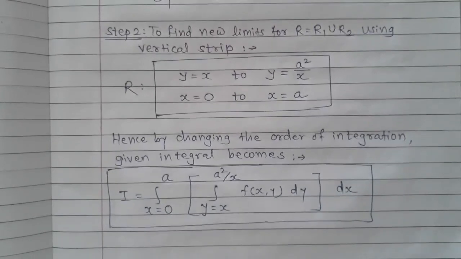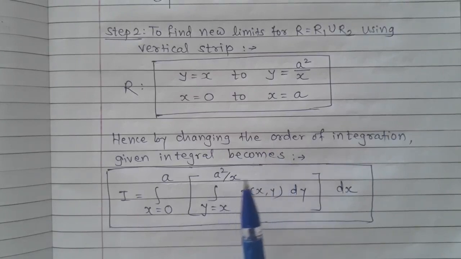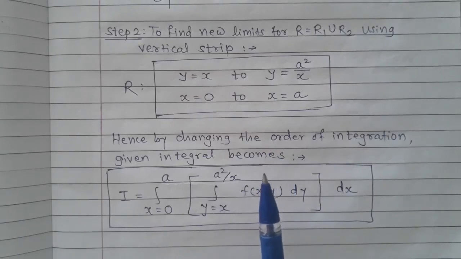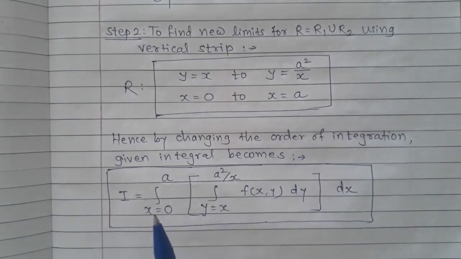So by using this new limit, this region R1 plus R2, that is R, the union of R1 and R2, for that whole region, in place of addition of two double integrations, we can write it as a single integration: x from 0 to a, y from x to a square by x, f of x, y dy dx. Earlier integration was with respect to x first, and observe that this integration is with respect to y first.